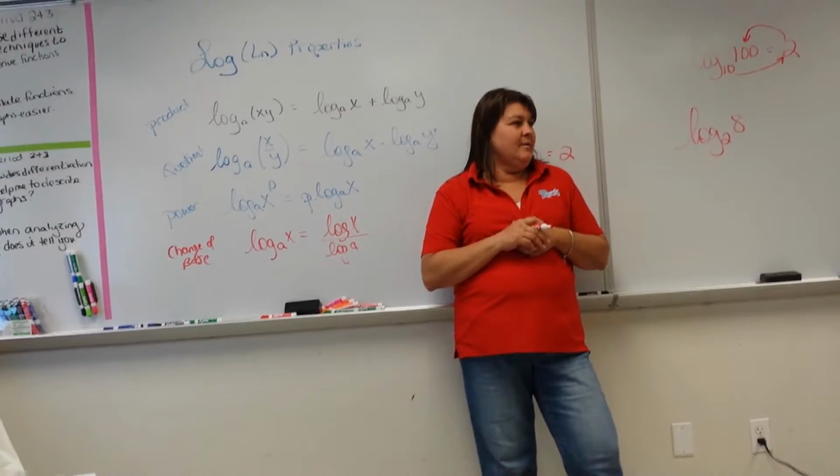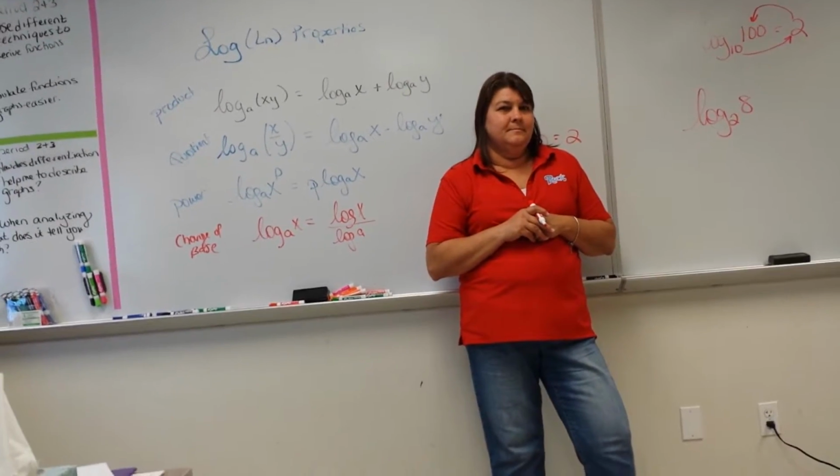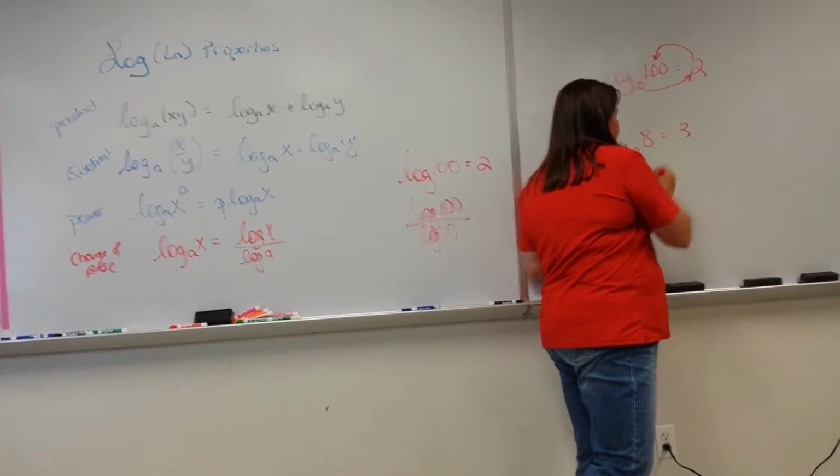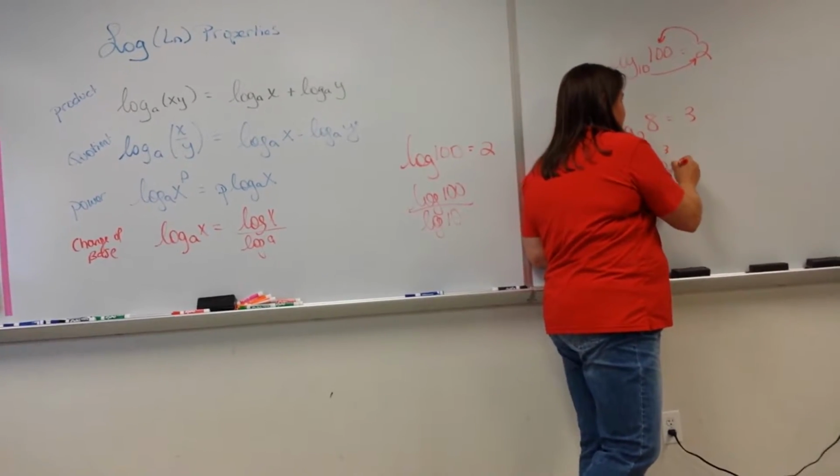So what would the answer to this guy be, without doing your calculator? 2 to the x power is equal to 8. What is it then? 3. So your answer is 3. So it's 2 to the what power is 8?